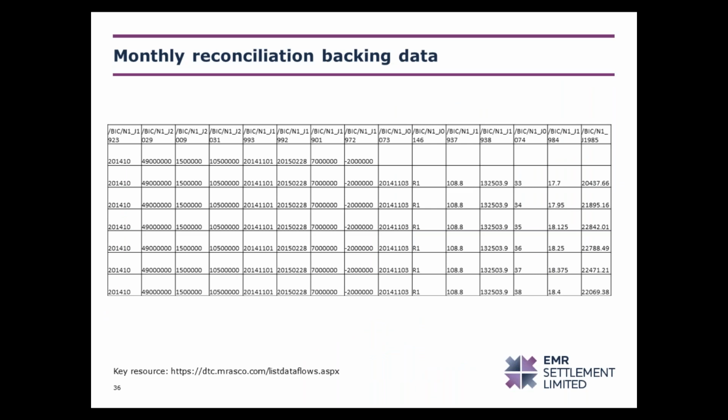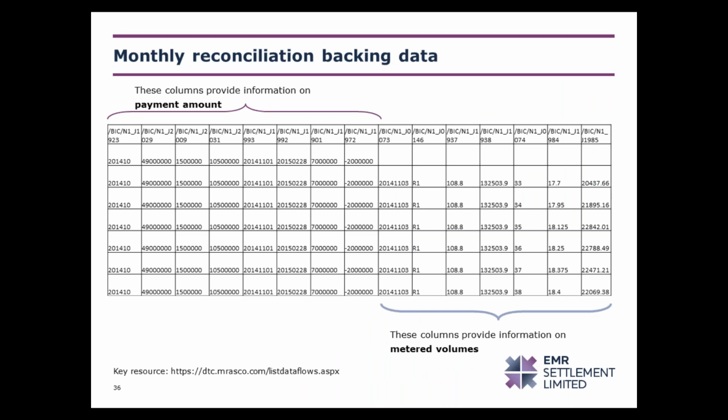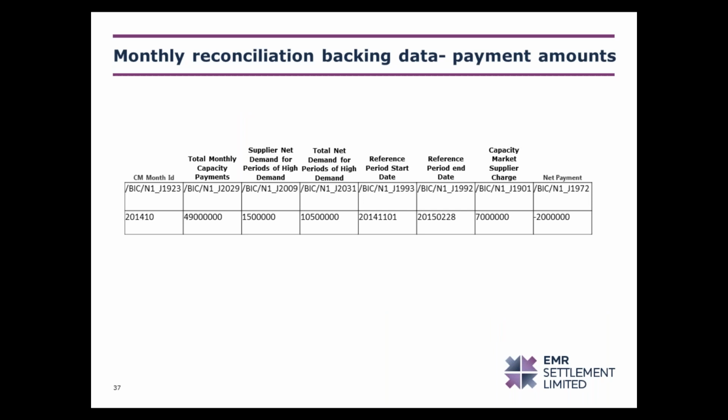Just like we did before, let's have a little look at the backend data. We haven't shown the first 6 columns, as we've said before, they are the same on all backend data. So these are the different ones. We've got the payment amount for the first group, and then the metered volumes come on the right-hand side. Because it's quite a lot of numbers on one slide, let's have a little look at them individually. So these are the payment amounts.